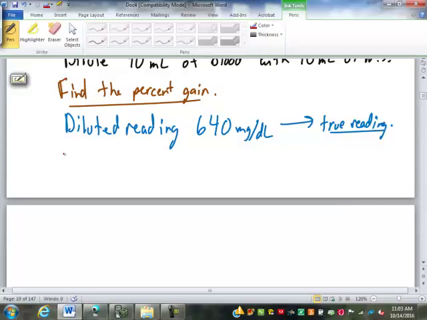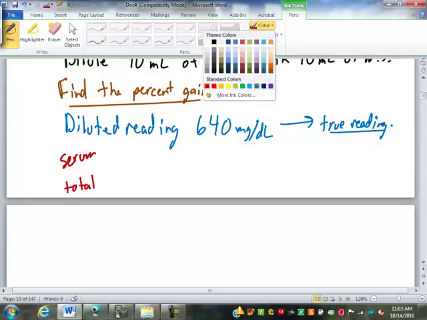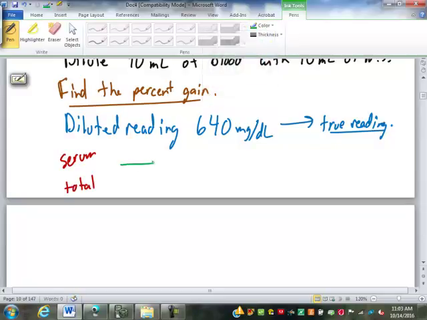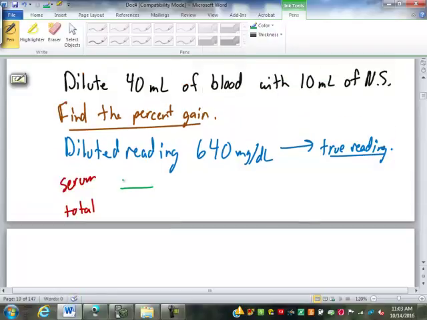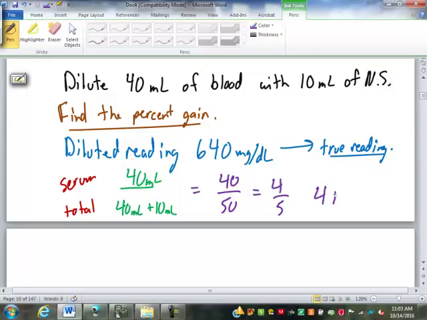Our dilution is going to be our serum or concentrate over total. The serum here was 40 milliliters. The total was 40 milliliters plus 10 milliliters. So 40 over 50, or 4 out of 5. This is a 4 in 5 dilution.